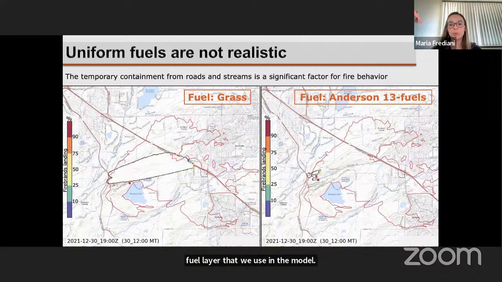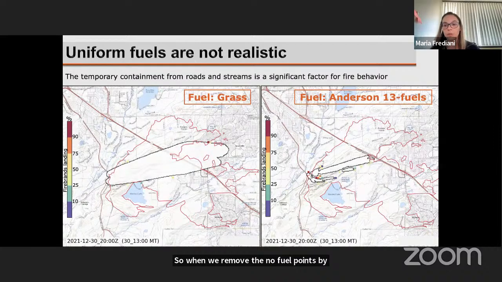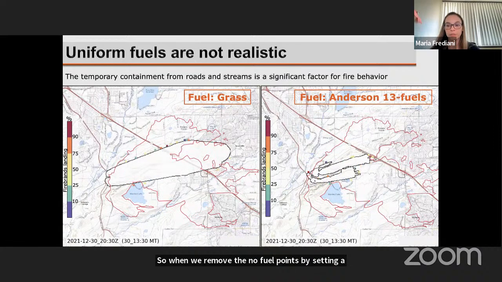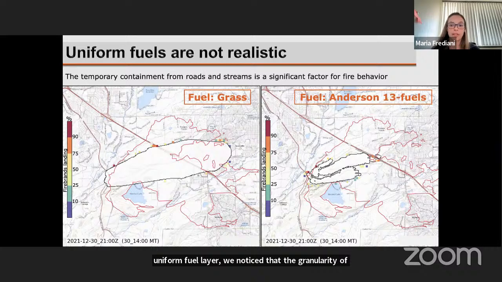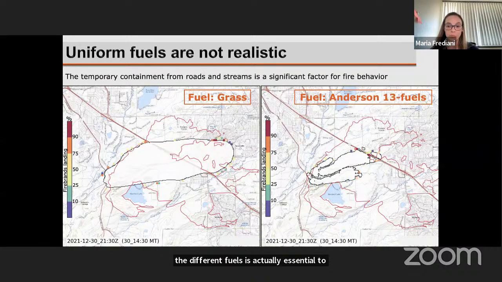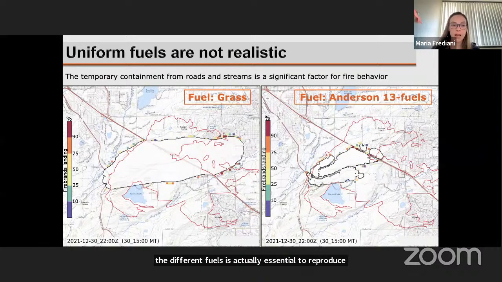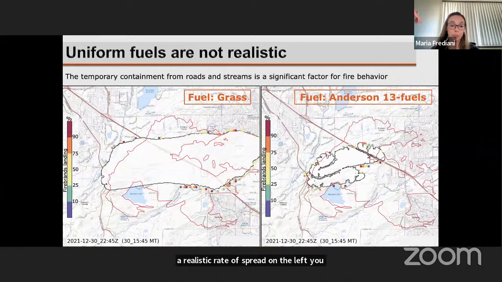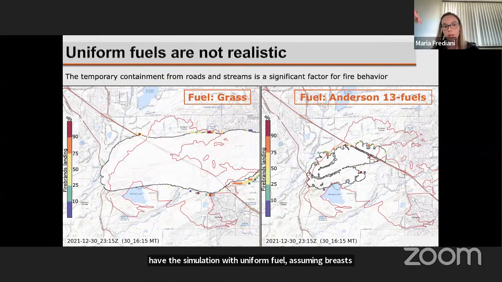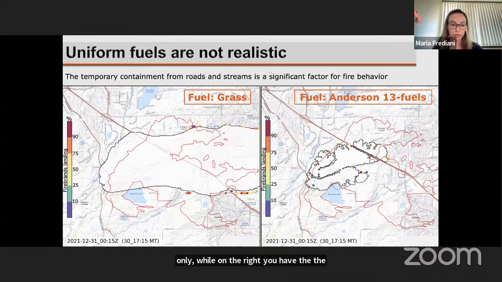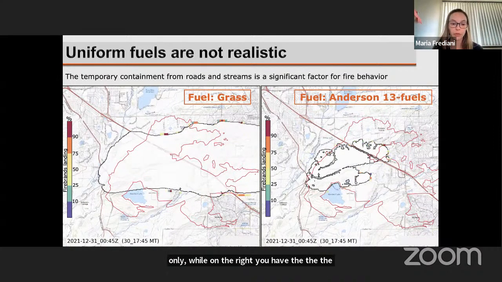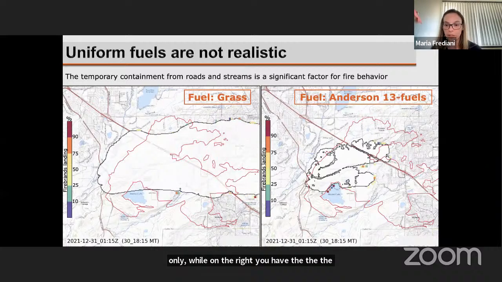So when we remove the no fuel points by setting a uniform fuel layer, we notice that the granularity of the different fuels is actually essential to reproduce a realistic rate of spread. On the left, you have a simulation with uniform fuel, assuming grass only, while on the right, you have the traditional fuels that we've been using in the model with the additional spotting ignitions.